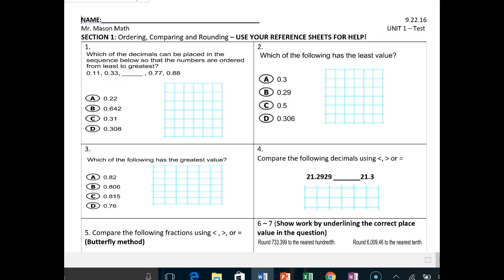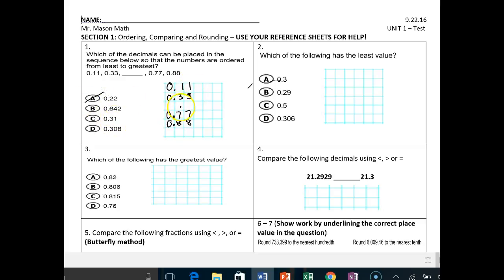So problem number 1. Which of the decimals can be placed in the sequence from below so that the numbers are ordered from least to greatest? So what I did here is I decided to stack my decimals, but I left an empty space right there. And then I started plugging in these numbers. So right off the bat, I knew 22 wasn't going to work because that would not be from least to greatest. So I could get rid of that.